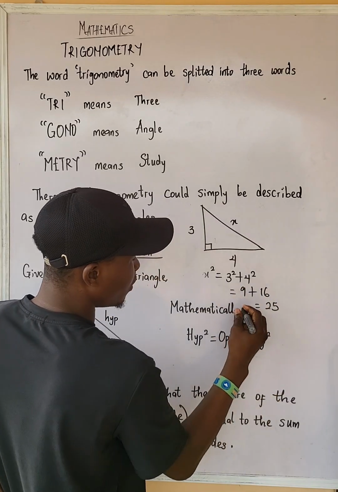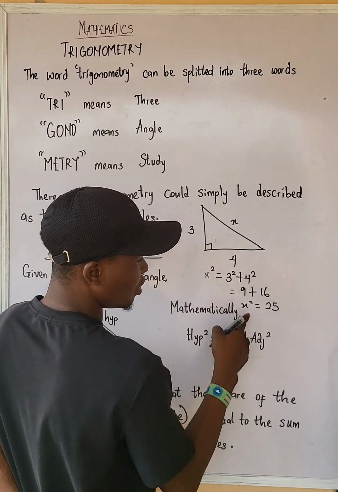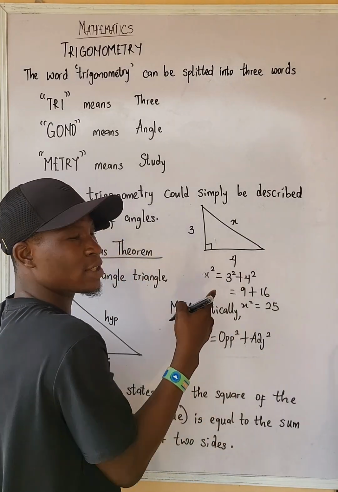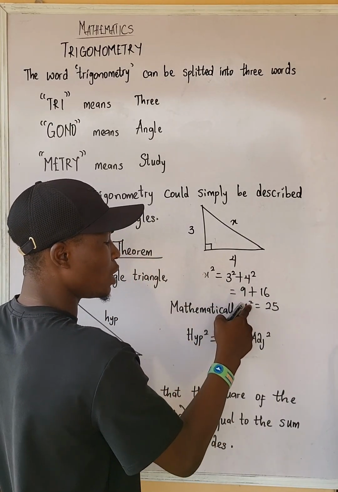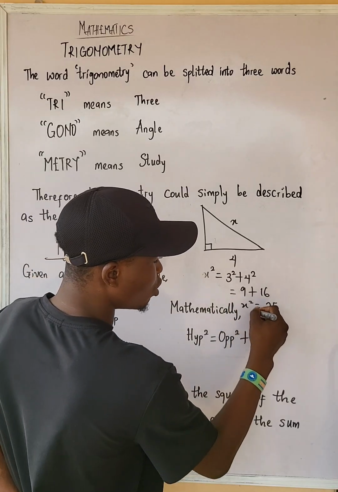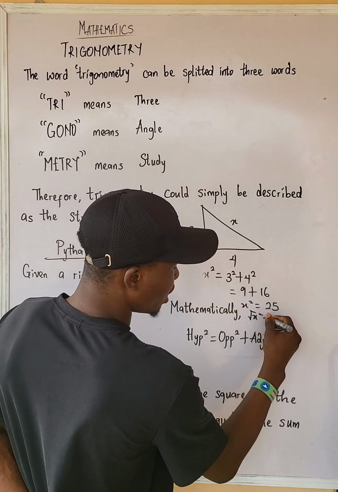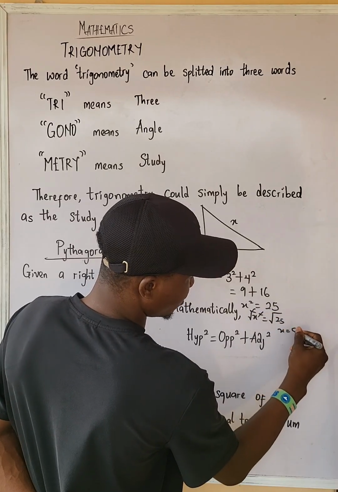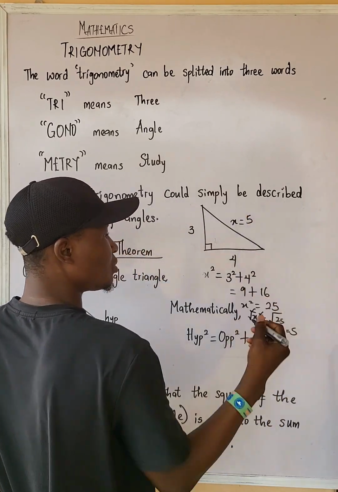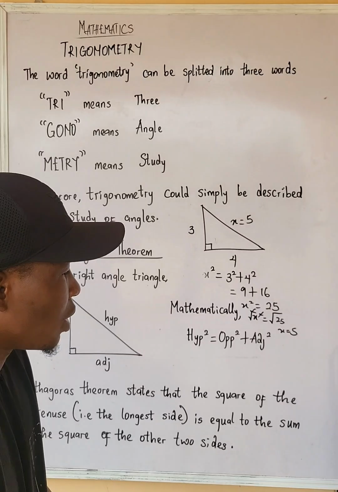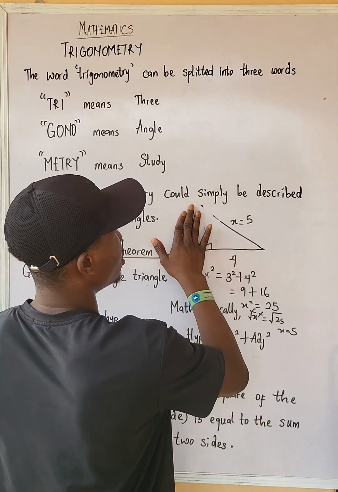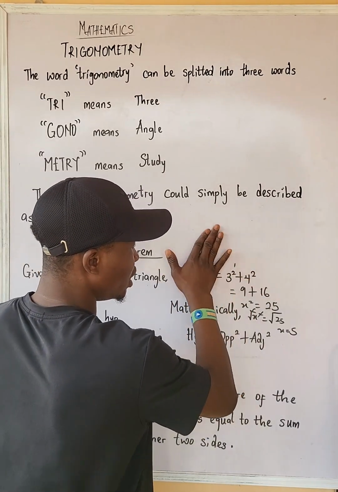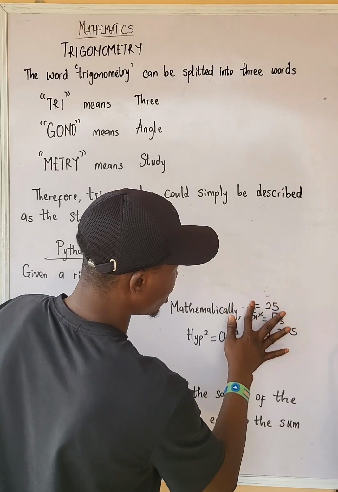25, right? But don't forget, it is X square equals 25. They say we should look for X, not X square. So when you want to cancel this square, you square root both sides. You have square root of 25, so our X will be equal to 5. It means this place is equal to 5. So you can go on and on like that to look for the unknown sides using Pythagoras theorem.